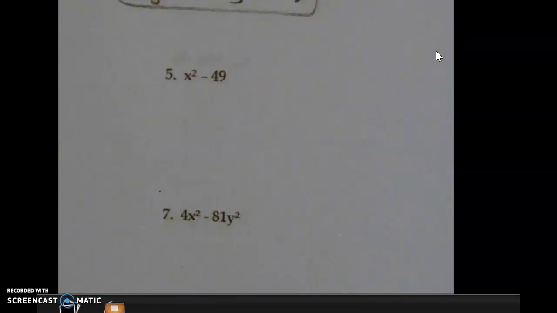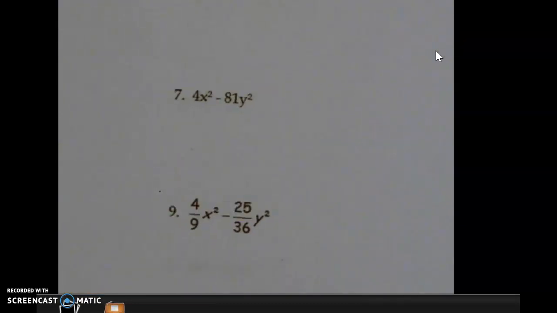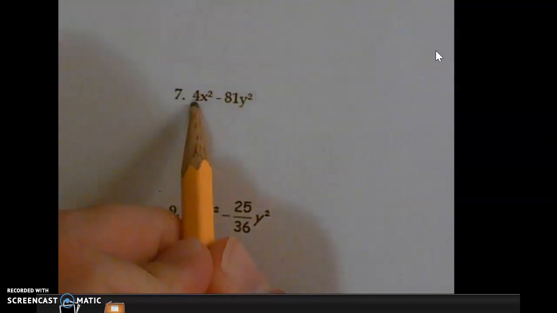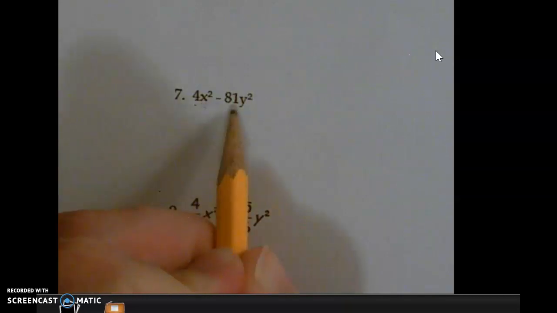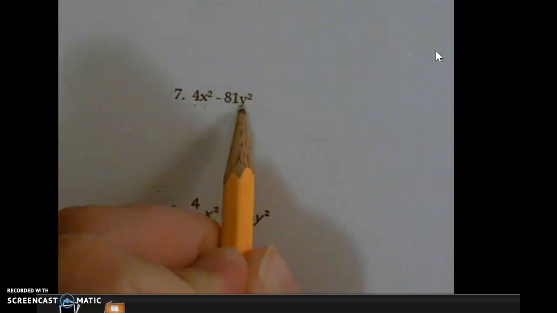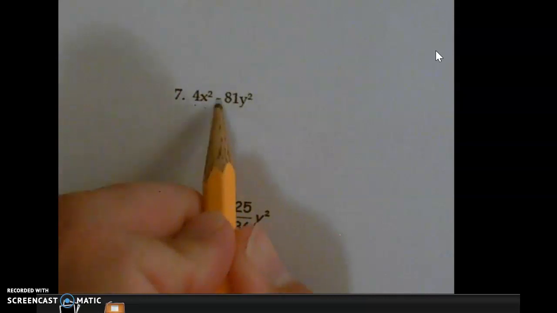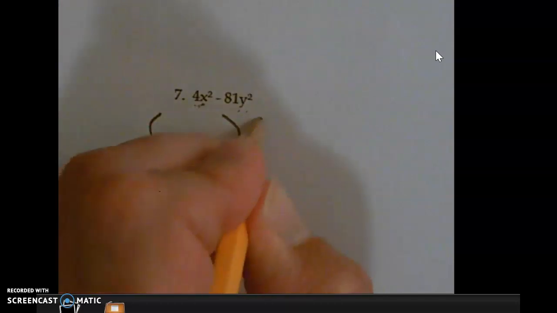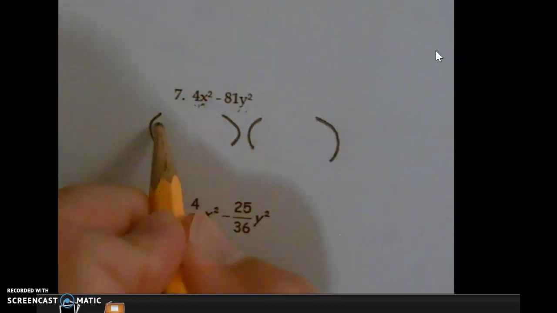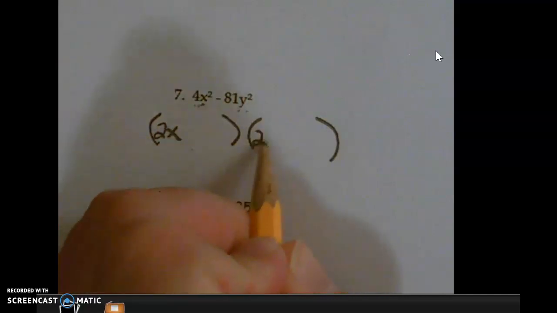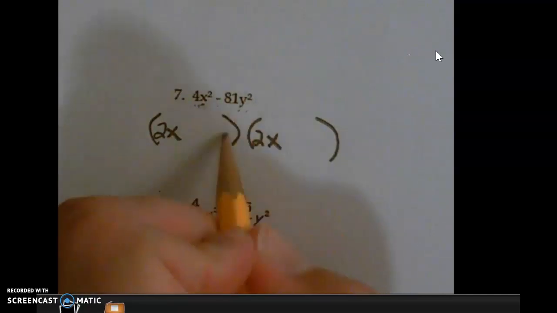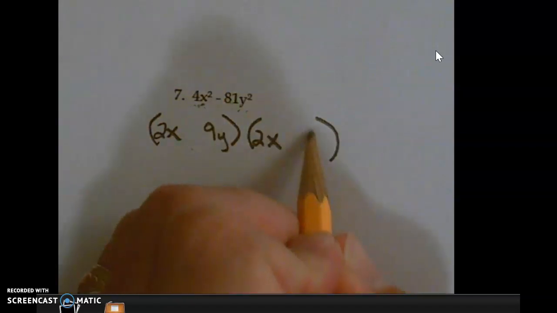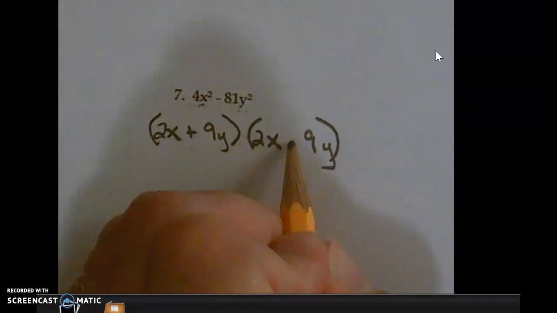All right, let's go down to number 7 here. Here, 4 is a perfect square because 2 times 2. X squared is a perfect square. 81 is a perfect square because 9 times 9. And y squared is a perfect square because y times y. So we have a difference of perfect squares. These are all perfect squares. So we're going to make our two parentheses. So 4x squared is going to break down to 2x times 2x. 81y squared, 9y and 9y. One's plus, one's minus.